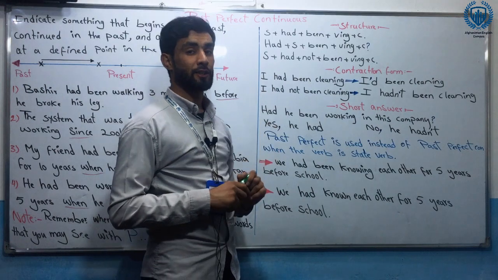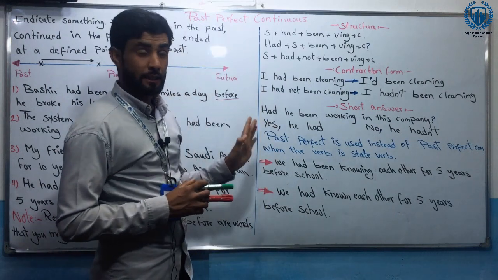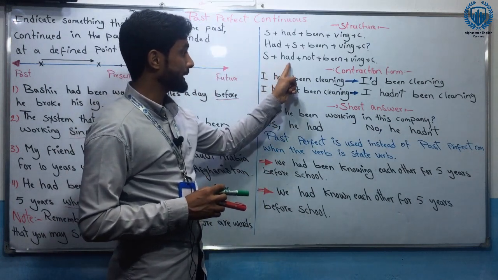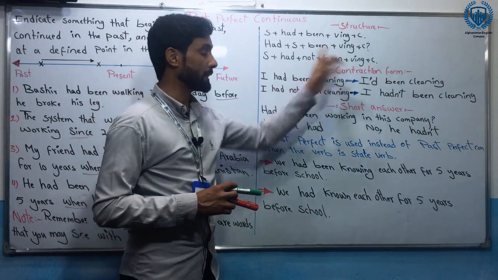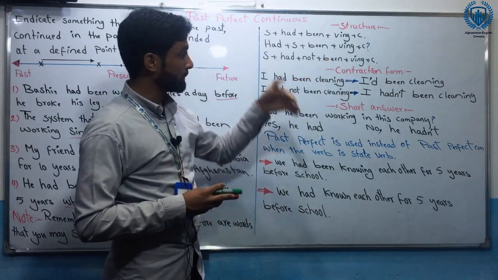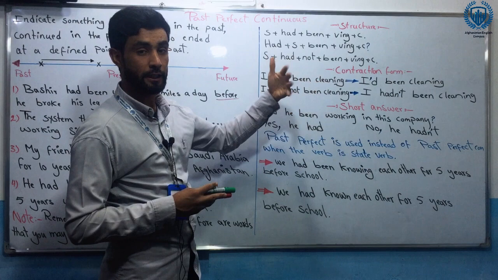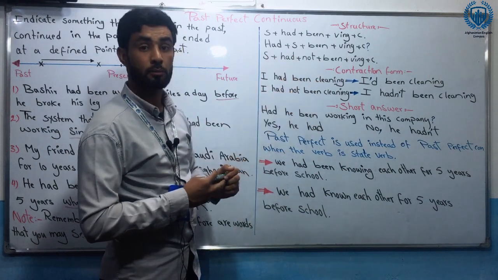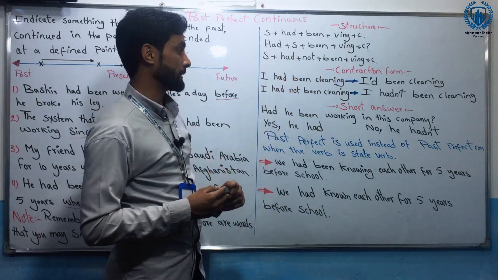Okay. The next one is about the negative form. Subject plus had plus not plus been plus verb ing plus complement. Affirmative, question and negative forms of the past perfect continuous tense.